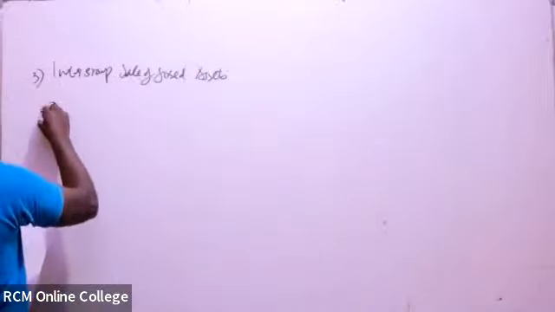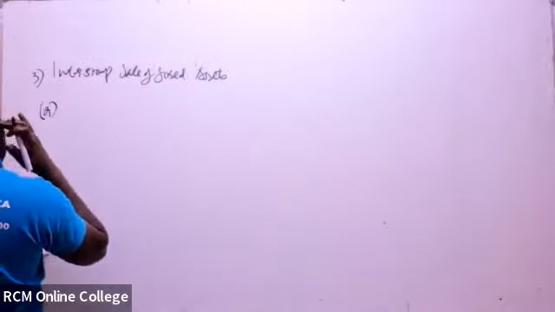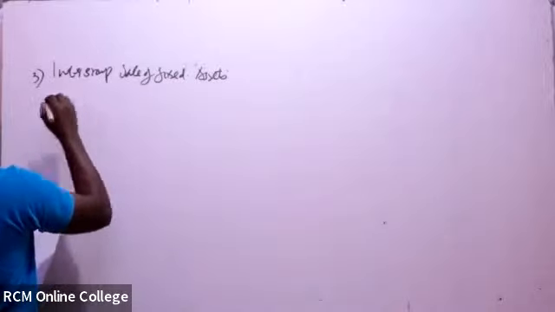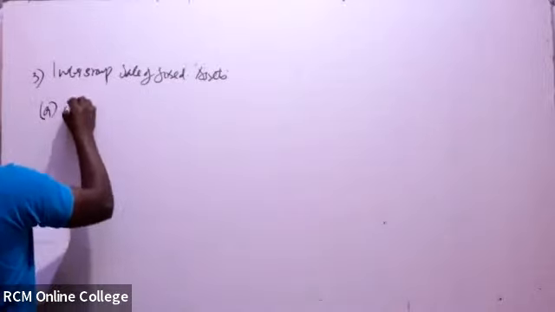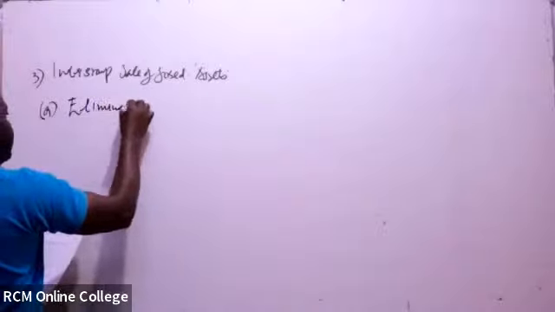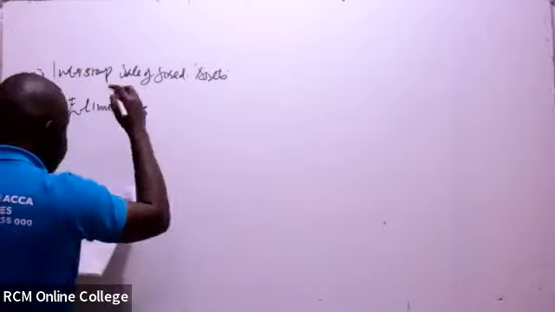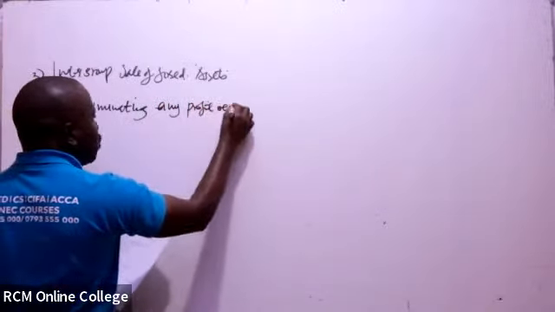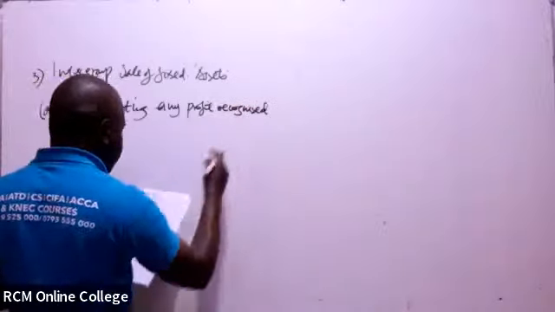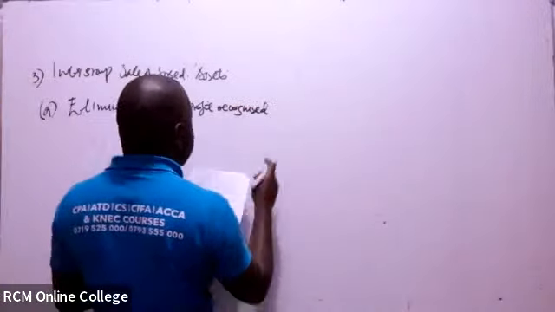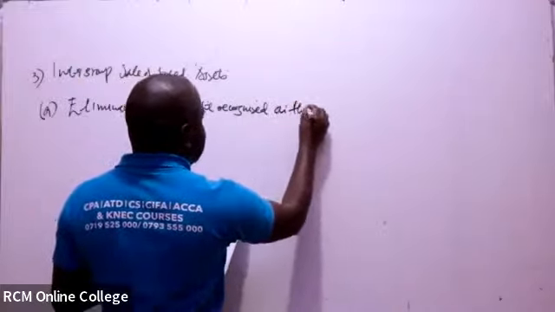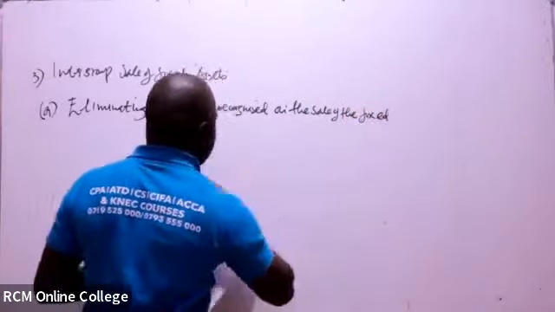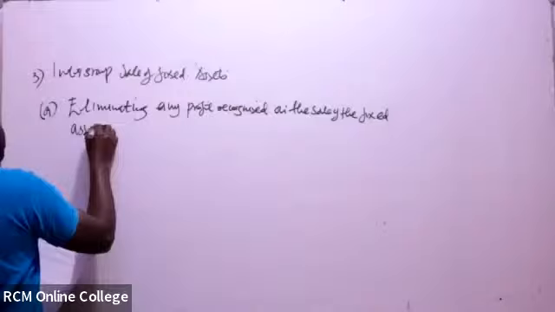So the first adjustment is to eliminate any profit recognized. Elimination of what? Any profit recognized on the sale of the fixed asset. So the first one will be dealing with eliminating any profit recognized on the sale of the fixed asset. You eliminate it.